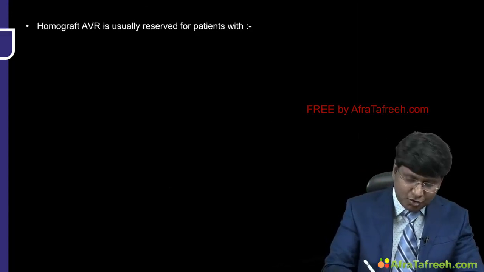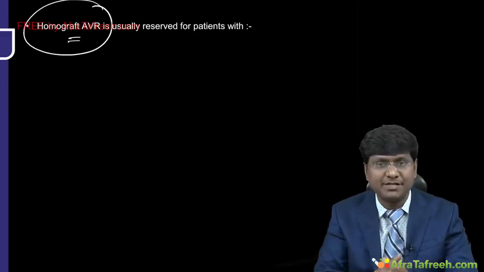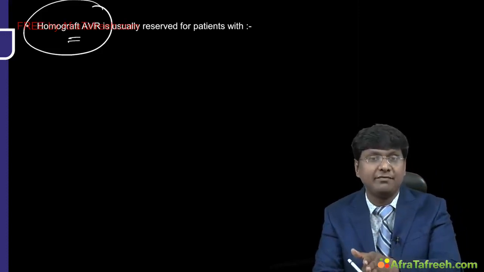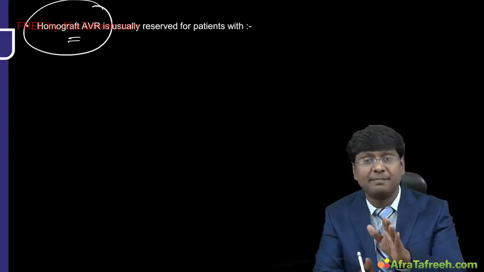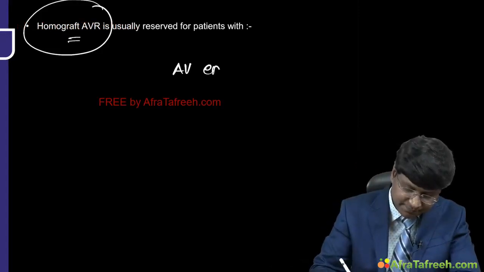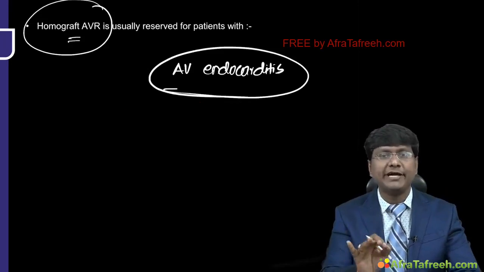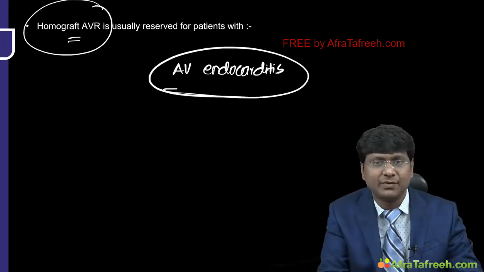And in which group of individuals do you need to do homograft aortic valve replacement? Homograft aortic valve replacement is usually reserved for patients with aortic valve endocarditis. So in patients with aortic valve endocarditis, homograft aortic valve replacement is required.